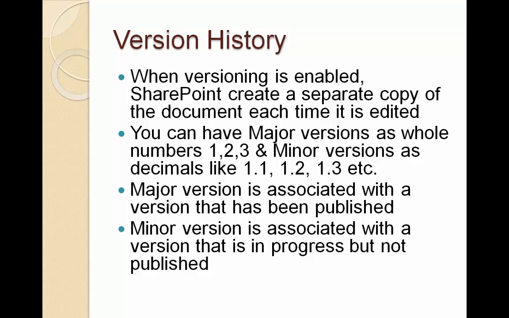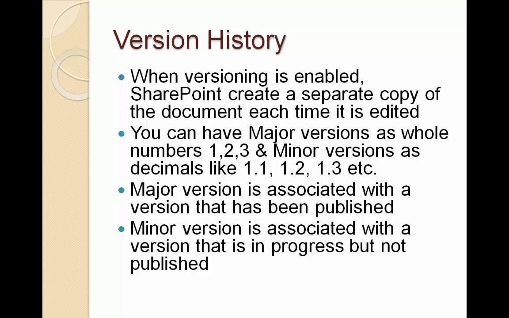Let's take a look at the version history. When versioning is enabled, SharePoint creates a separate copy of the document each time it is edited. You can have major versions as whole numbers 1, 2, 3, and minor versions as decimals like 1.1, 1.2, 1.3, etc. A major version is associated with a version that has been published. When I say published, it means that it's visible to everybody.